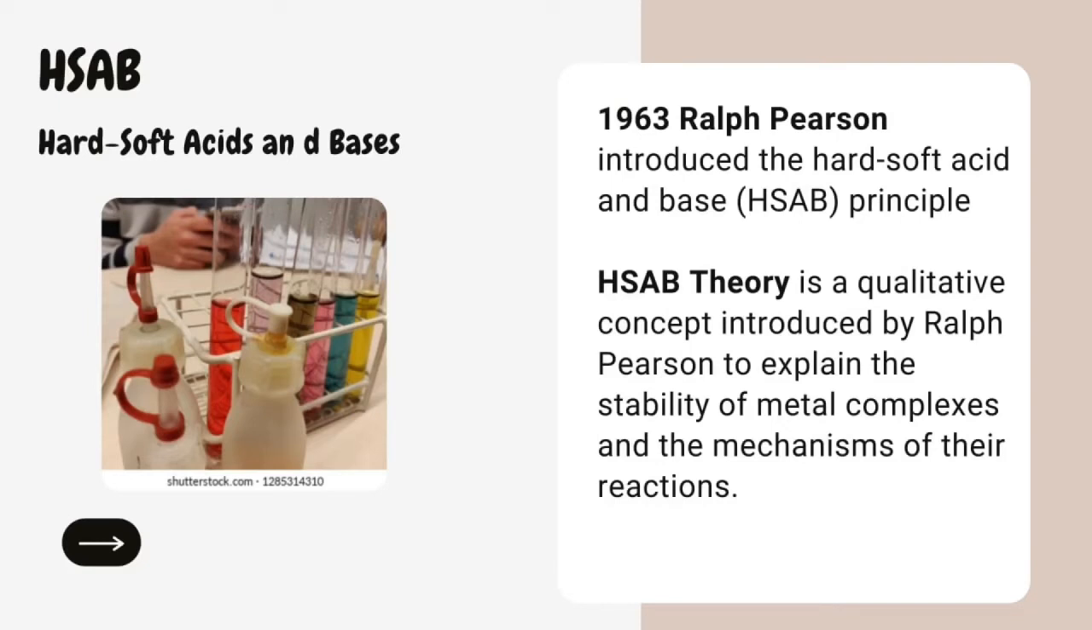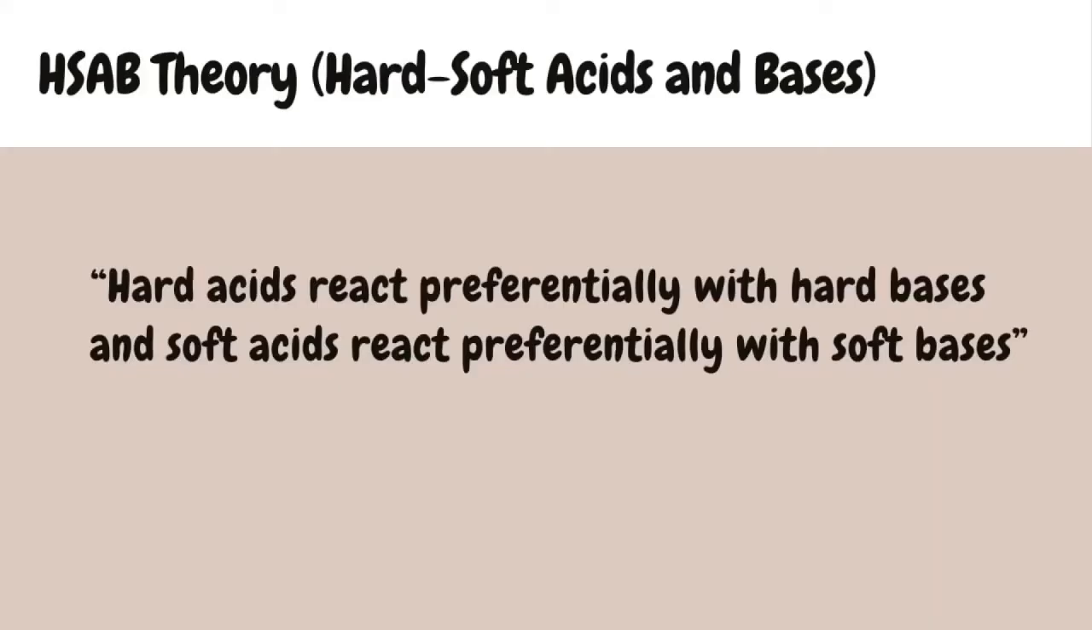Recall that Lewis acid-base theory can be applied to describe metal-ligand interactions. Metal ions are electron pair acceptors and thus are Lewis acids. So when we discuss hard or soft acids in this course, we are discussing metal ions. Meanwhile, ligands are electron pair donors and thus are Lewis bases. When we discuss hard or soft bases, we are discussing ligands. Okay, now this is the hard-soft acid and base theory. Hard acids react preferentially with hard bases and soft acids react preferentially with soft bases.